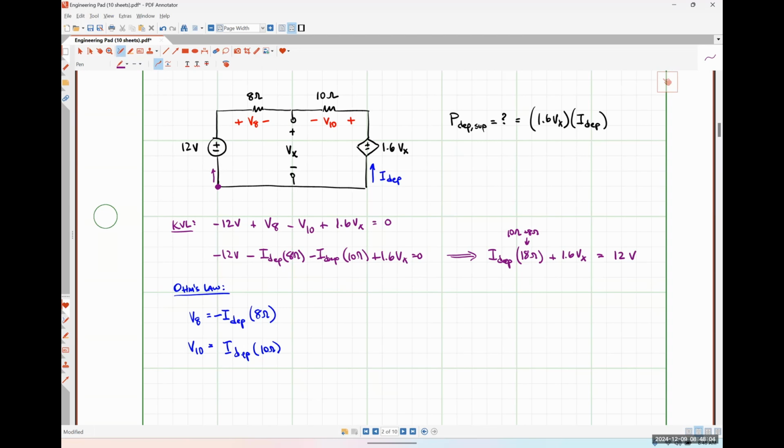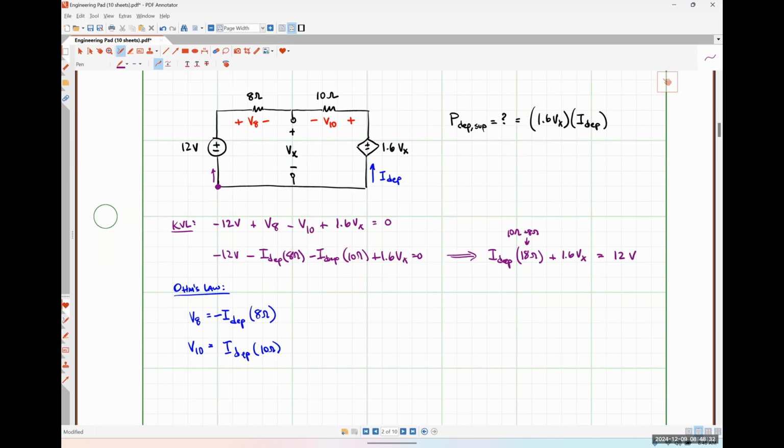Okay, so we've got things down. So we had effectively one equation, three unknowns. Now we used Ohm's law to substitute a couple of things in. And so we've got one equation with two unknowns, I dependent and Vx. So we're going to need to come up with another relationship. Well, Kirchhoff's voltage law tells us that the sum of the voltage drops around any closed path, meaning if we start and end at the same node, have to be equal to zero.